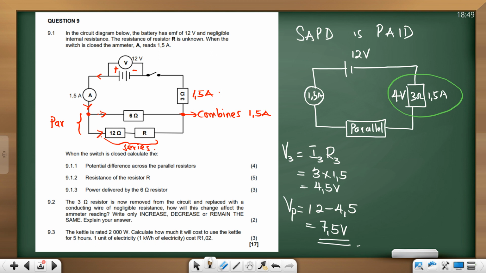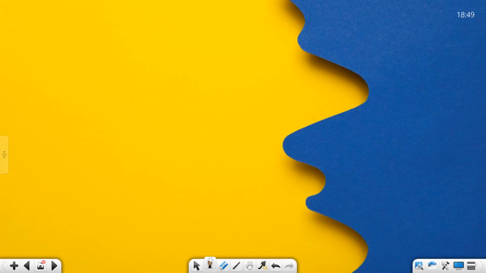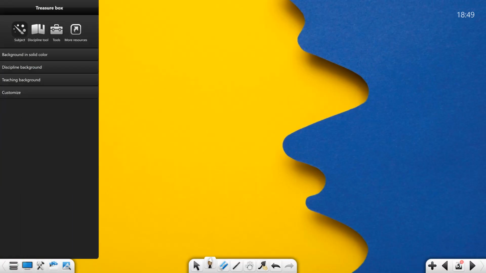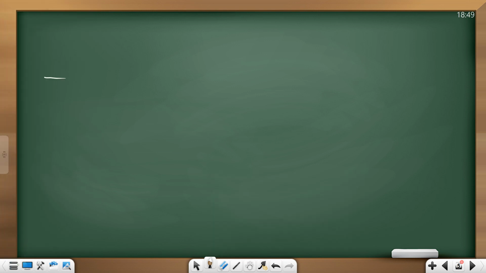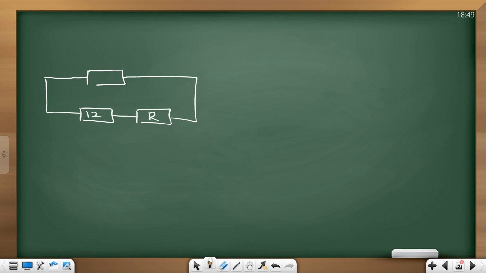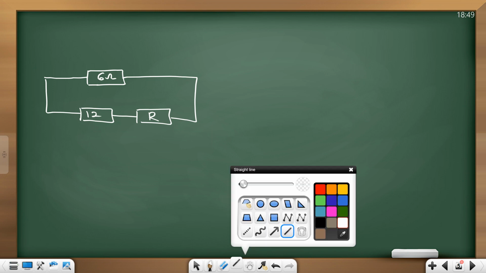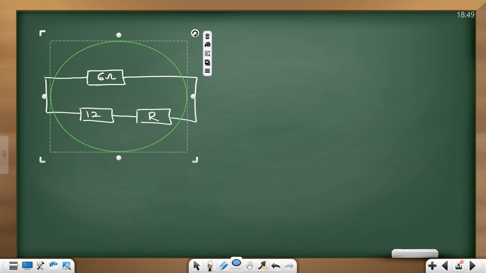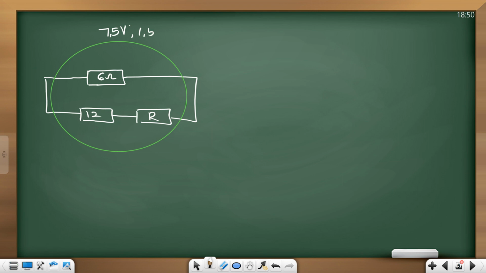There are different ways of doing this. What we have: we have a 6, 12, and we have what? What are we looking for again? We're looking for the value of R, right? In this entire block, what do we know? 7,5 volts. What else do we know? The total current in that entire block is what? 1,5 A. Like I said, there are two ways.